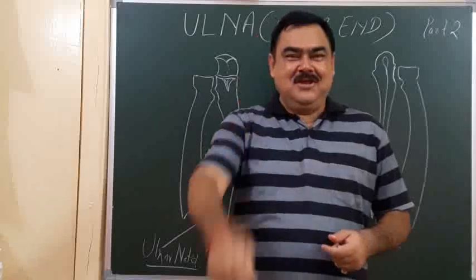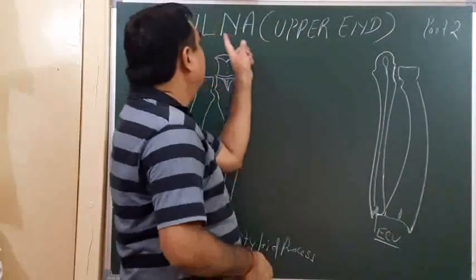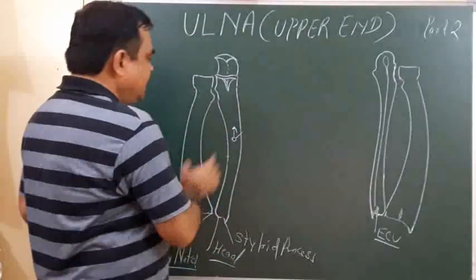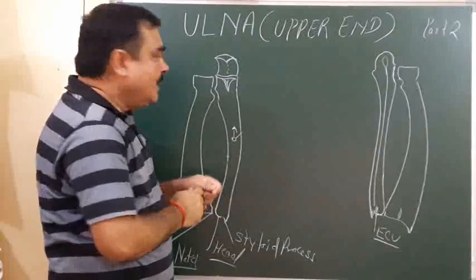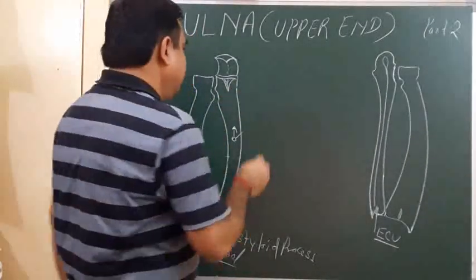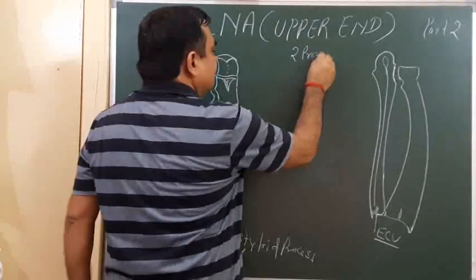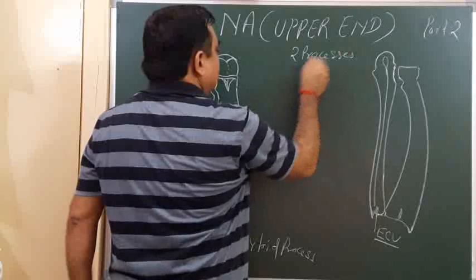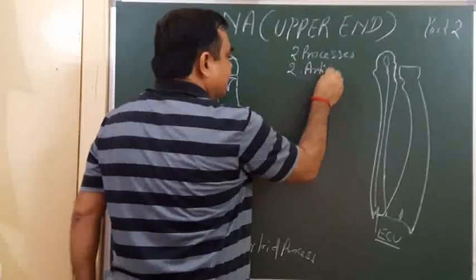Yes. Now we'll discuss the upper end of the ulna. Here you can see this is the upper end. The upper end has two processes and two articular surfaces, or two notches.